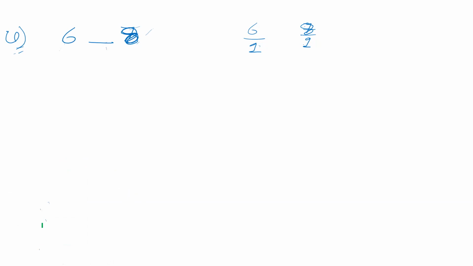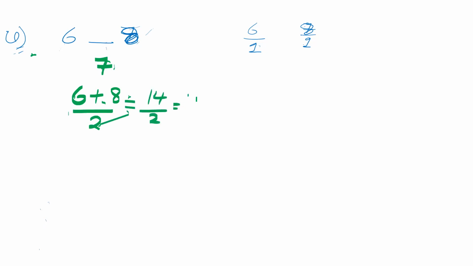Are you able to solve it or shall I help? It's 7. So the procedure here was what? First we have to add 6 and 8, and then divide it by 2. Then we got 14 divided by 2, that is 7.